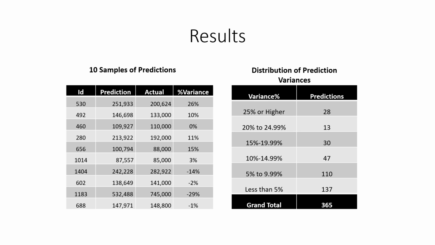All right, but go ahead and look at the left table, 10 samples of predictions. Look at the first row, ID 530. It was off by 26%. This is not really good. However, look at ID 460. This one is almost spot on. That's amazing. Look at the right table, distribution of prediction variances. If you can see, looking at the bottom, the vast majority of the predictions are within 10%. So this simple model performs fairly well.